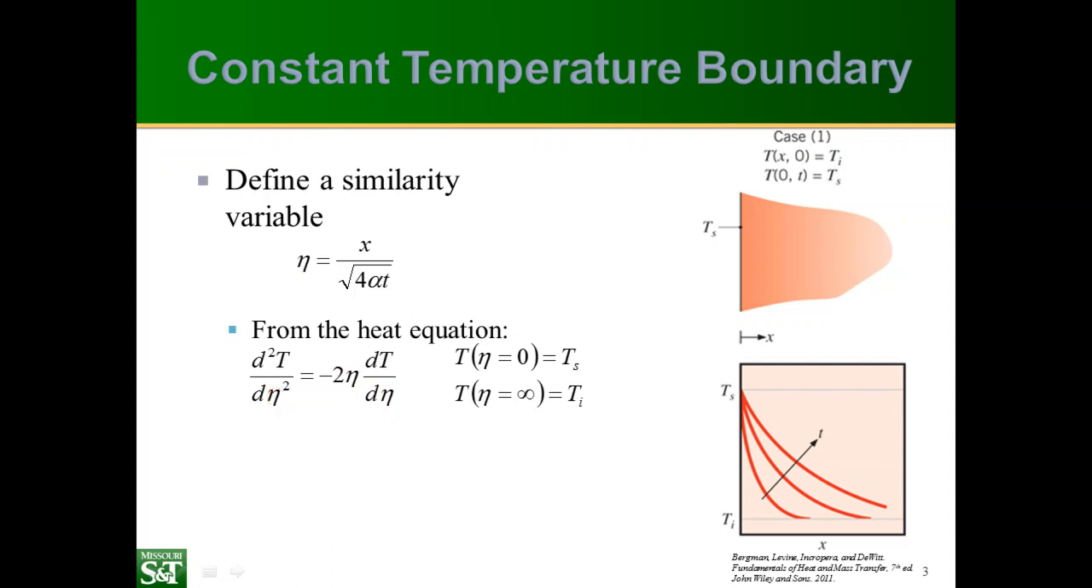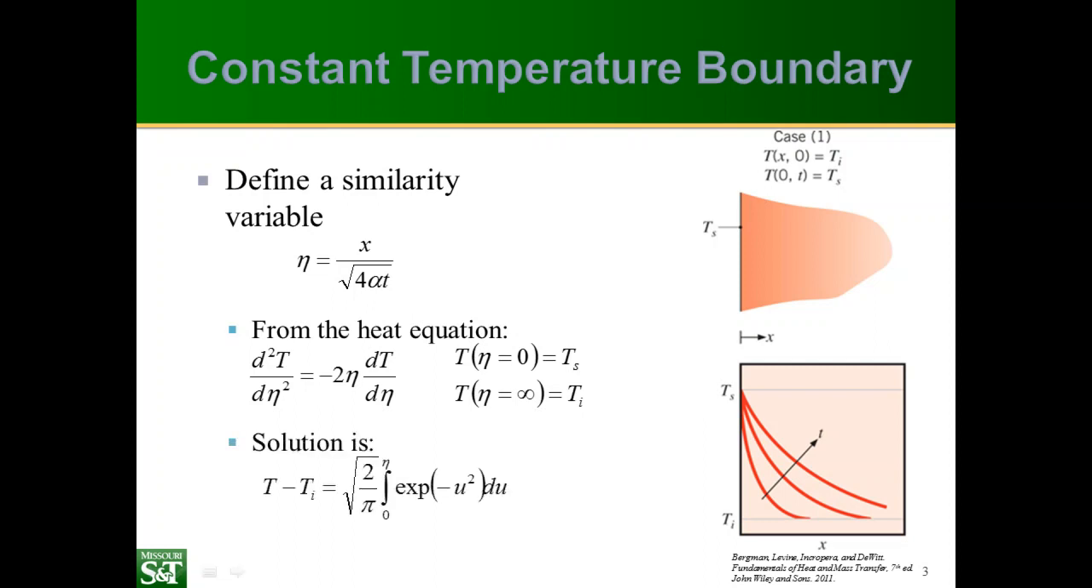And then our boundary conditions are when eta is 0. If eta is 0, it either means x is 0 or time is infinite. So when eta is 0, T is equal to T surface. So at infinite time, the whole substance will be at T surface, which makes sense. And then the other boundary condition is when eta is infinity, and this means that either time is 0 or x is infinity. T is going to be equal to Ti, which makes sense because at t equals 0, everything is at the initial temperature, and if you're very far away from the surface, then you should still be at the initial temperature. So those are our boundary conditions.